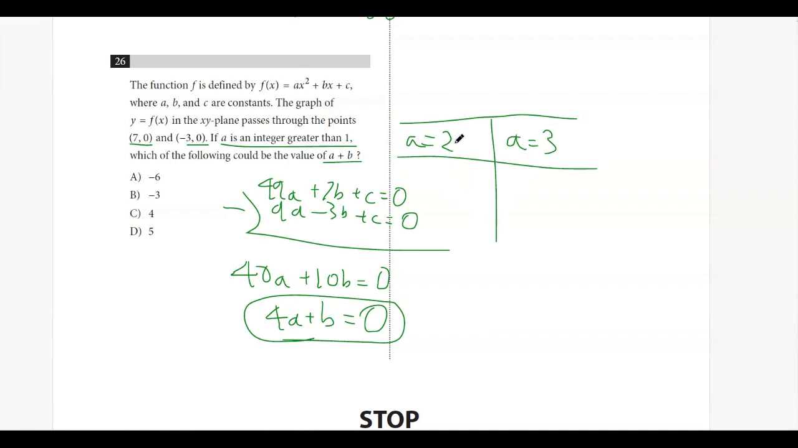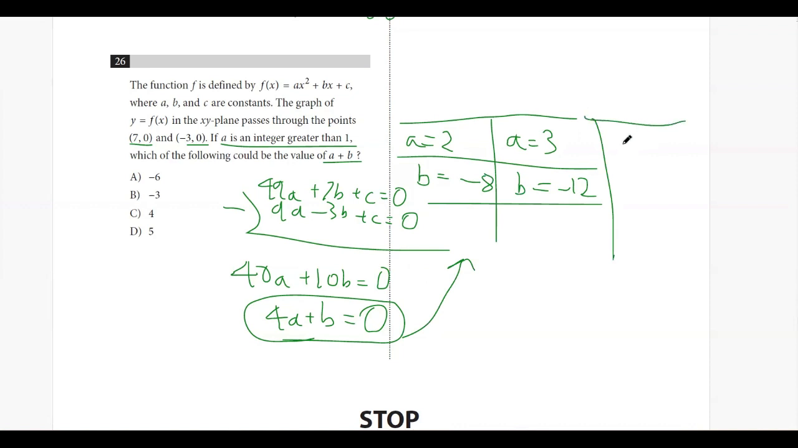So if a is equal to 2, b is equal to -8, because I'm using this equation over here. If a is equal to 3, b is equal to -12. And let's do one more. a is equal to 10. So b is equal to -40.